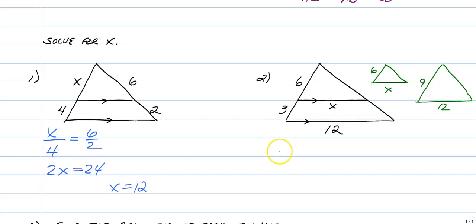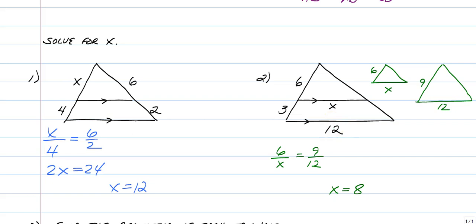So for this one, you should have done 6 over x is equal to 9 over 12. And then, of course, you would cross multiply with that guy, and you would get 9x is equal to 72, which means you're going to end up with x is equal to 8. And again, you could always plug it back in and check, but look, it does make more sense.